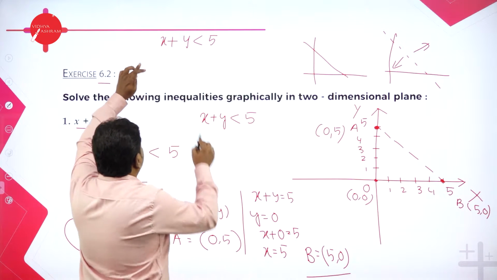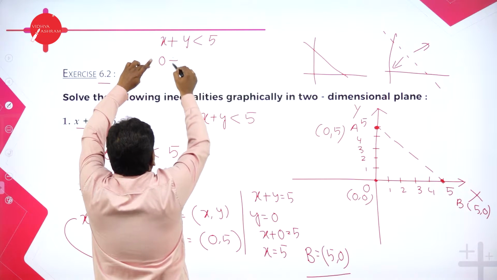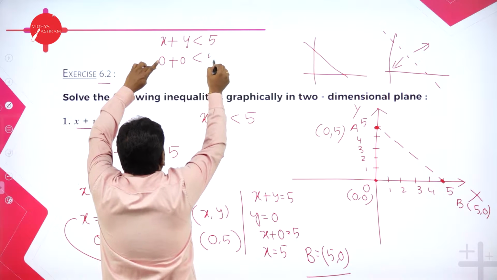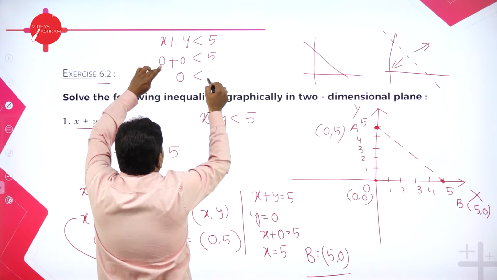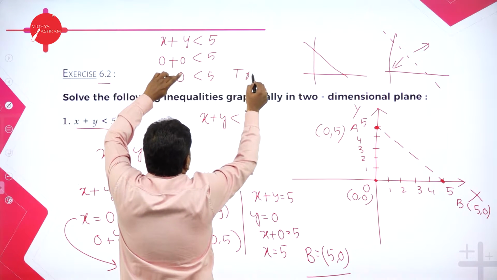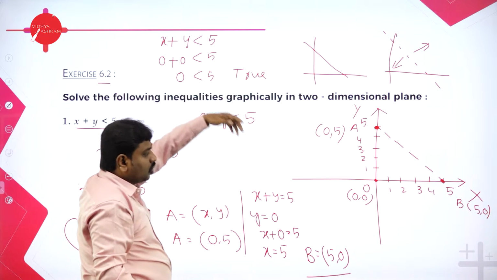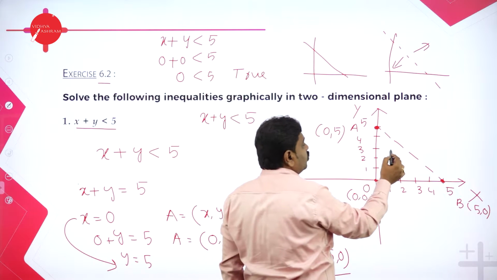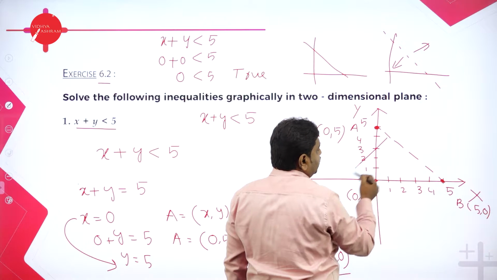Now in the place of x and y, I'll put 0, 0. 0 plus 0 less than 5. 0 less than 5. Is it true or not? Yes, it is true. If you get true, go towards 0, which means shading should be towards 0. Shading goes like this.